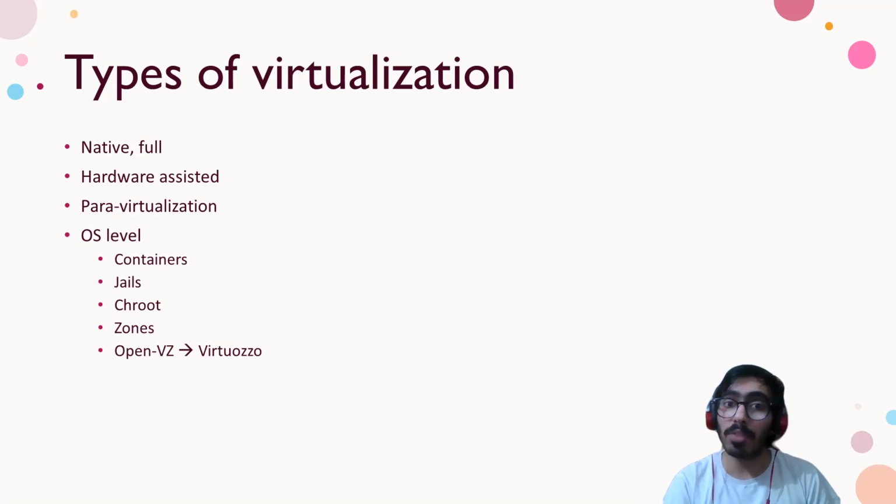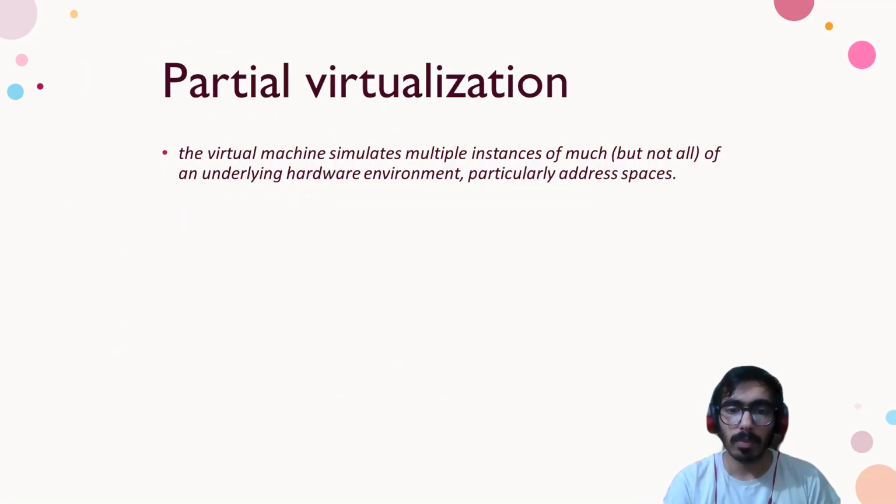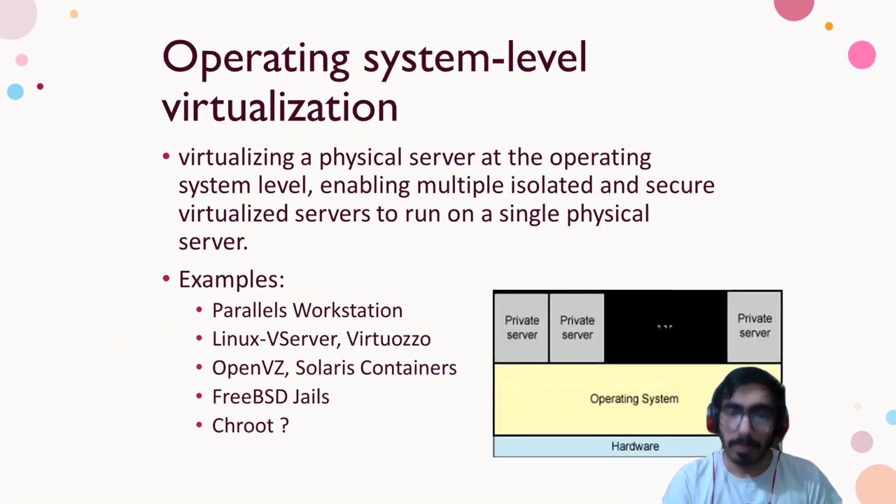Then we have para-virtualization, which we talked about earlier. It basically modifies the guest operating system. And now the OS level virtualization. Examples of these are FreeBSD jails, Linux VServers, but most importantly, the name you have heard, Docker.